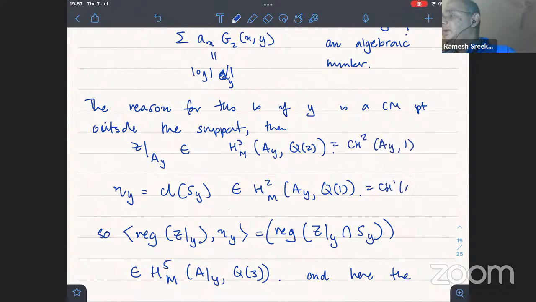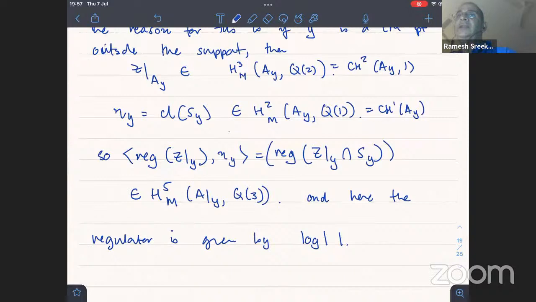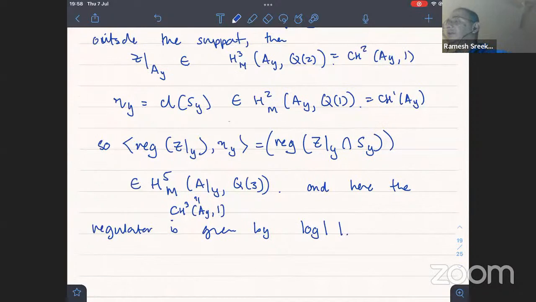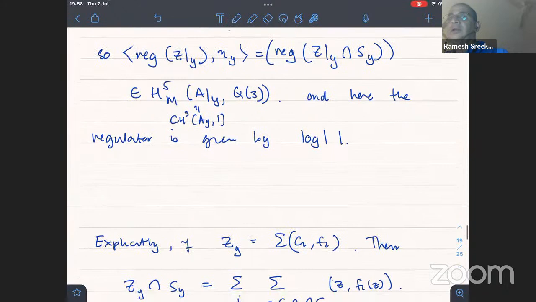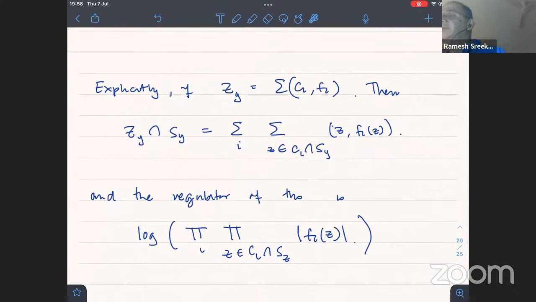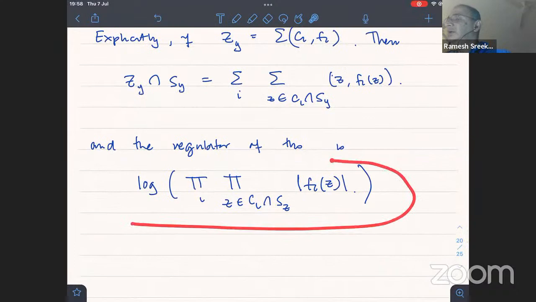When I take the regulator and evaluate on that thing, that's essentially the same as the regulator of the intersection of these two algebraic cycles. So they intersect to give you an element of Chow 3 of A_Y, 1. Now, A_Y is a surface, so Chow 3 of A_Y, 1 is codimension 3 cycles on A_Y cross P1, which is a bunch of points on A_Y. It's codimension 3 cycles on a three-dimensional variety. So the only choice of the regulator has to be something like log of absolute value, and because of that, the value of this is the log of an algebraic number. Explicitly, if you have some summation C_i F_i, then you'll get some value like this.